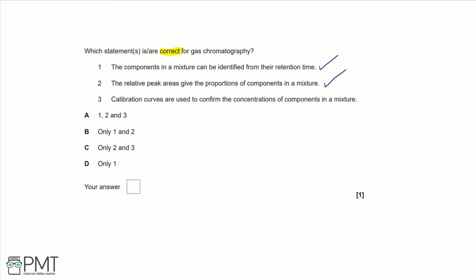Then, if you look at calibration curves are used to confirm the concentrations of components in a mixture. This is also true. For example, you could plot the peak area against the percentage of ethanol if you wanted to work out the concentration in this alcoholic beverage that you're testing, maybe in a manufacturing industry. So all three statements are correct, and so that's going to be A. To get the mark for this question, you need to write A in the answer box provided.